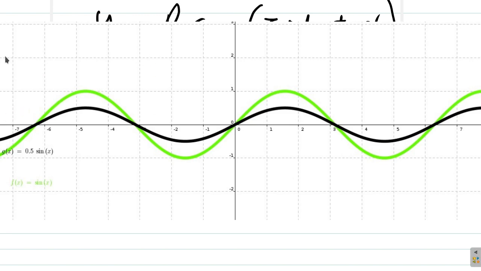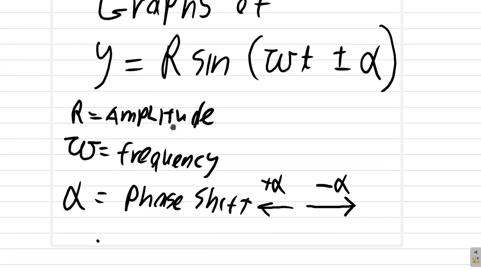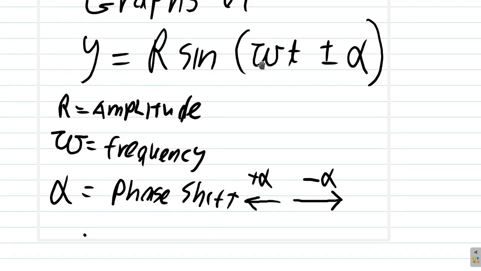So therefore, what you have here is a case where whenever you have y equals r sine omega t plus or minus alpha, r represents the amplitude, omega is the frequency, and alpha is the phase shift, where if you say plus alpha, the graph will shift to the left. If you say minus alpha, it will shift to the right.